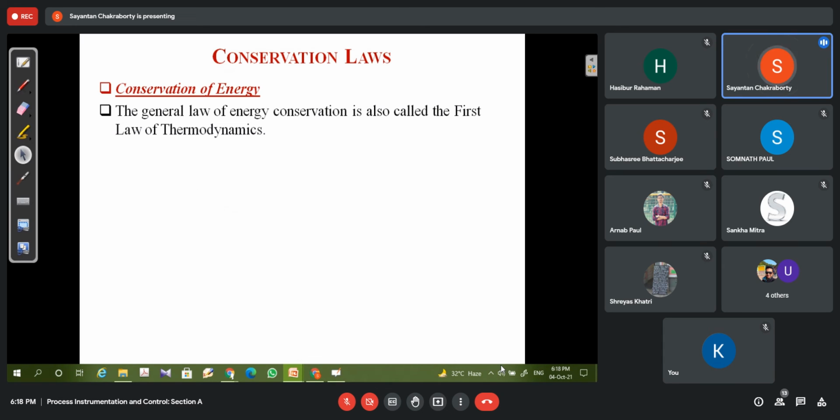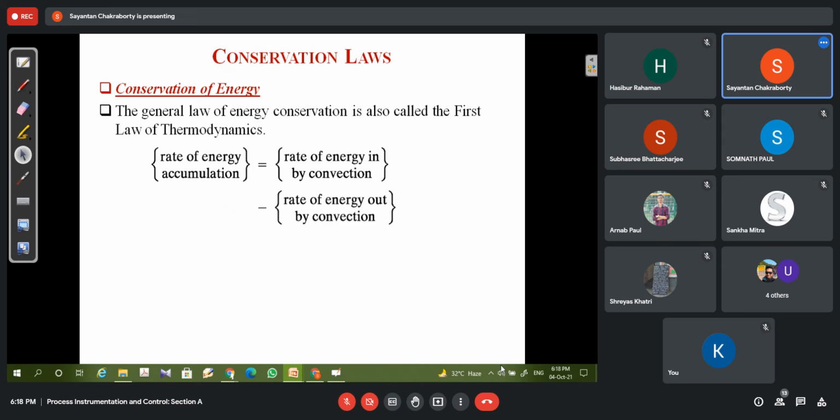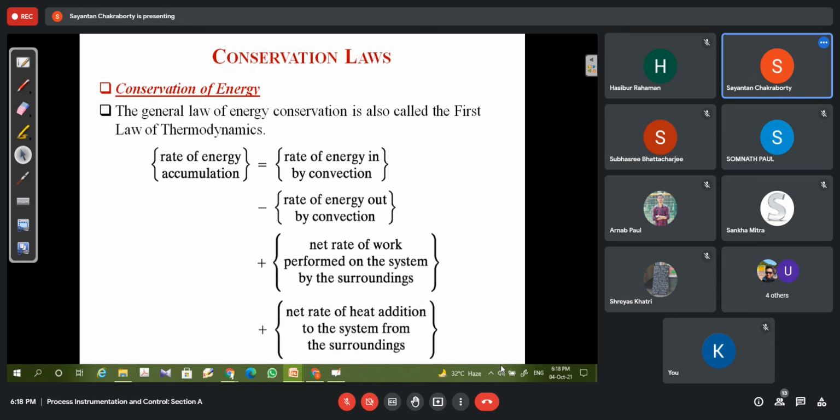Conservation of energy. Now, the general law of energy conservation is also called the first law of thermodynamics, if you can recall that. So, rate of energy accumulation is rate of energy in by convection, minus rate of energy out by convection, obviously, plus net rate of work performed on the system by the surroundings. There may be some work done on the system by the surroundings, plus net rate of heat addition to the system from the surroundings. Now, I have chosen this particular wording or phrasing because the examples that I will be considering next will be within the encompass of these situations.